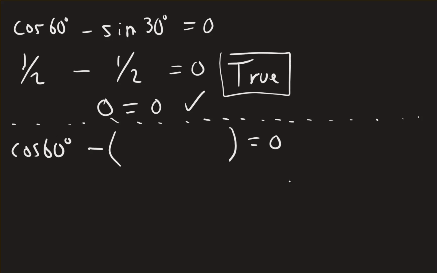One of the identities says that the sine of theta is equal to the cosine of 90 minus theta. So if I'm trying to replace the sine of 30, I'm trying to put in something equivalent to the sine of 30 that's not the sine of 30.